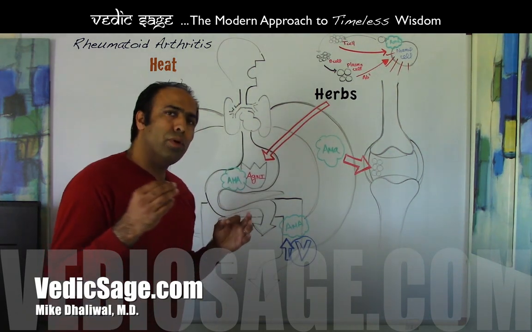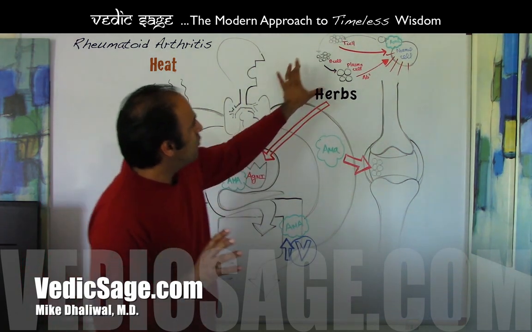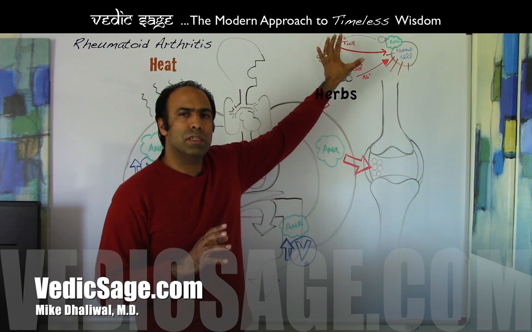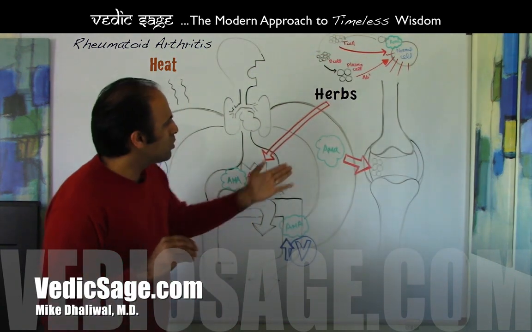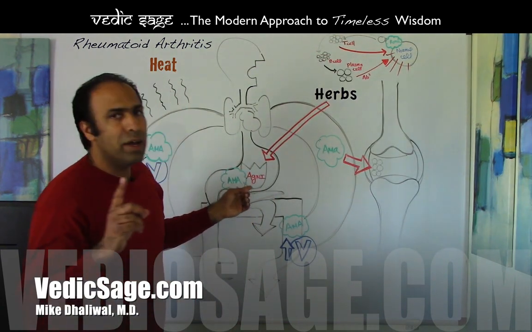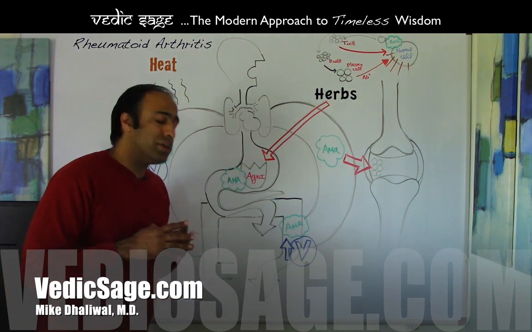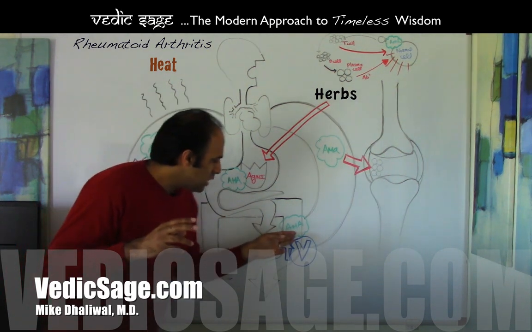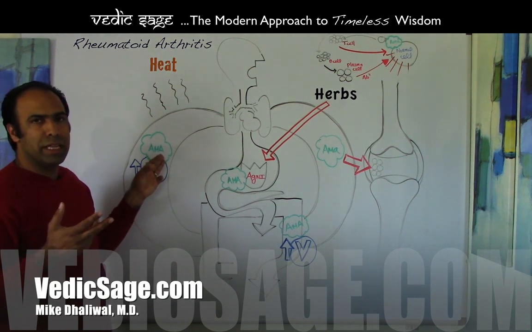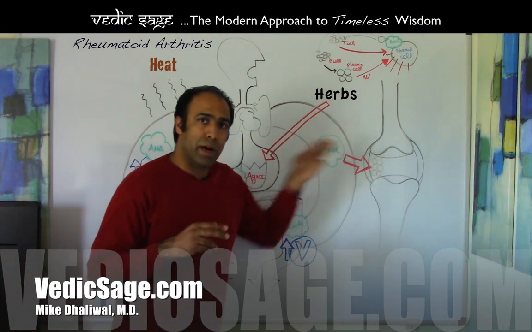So the simple approach of Ayurveda is, instead of focusing on trying to suppress the immune system, Ayurveda focuses on the root cause, which is the impaired Agni, and the development of this ama, or undigested food material, which is a toxic substance when introduced into the general circulation and therefore affecting bodily tissue.